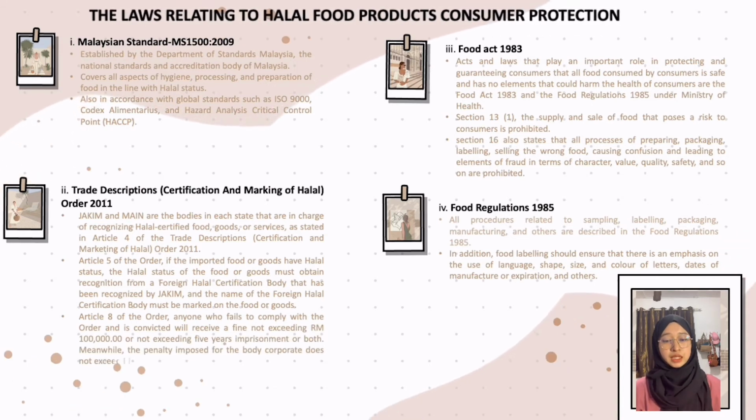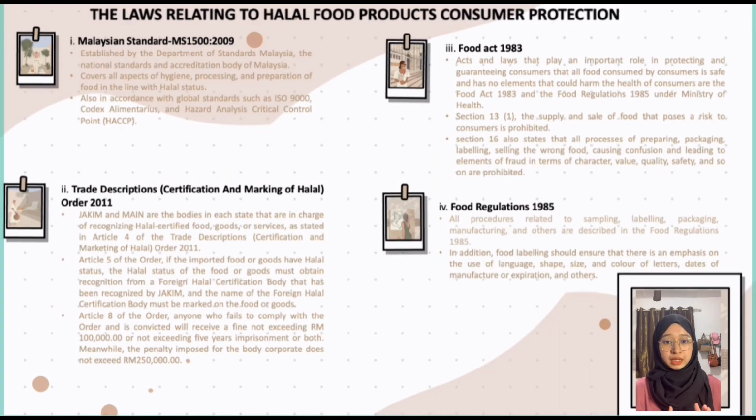Firstly, Malaysian Standard MS 1500:2009. These standards were established by the Department of Standards Malaysia, the national standard and accreditation body of Malaysia. These standards cover all aspects of hygiene, processing, and preparation of food in line with halal status. This standard is also in accordance with global standards such as ISO 9000, Codex Alimentarius, and Hazard Analysis Critical Control Point. Consequently, it is clear that the Malaysian government emphasizes that halal food producers produce quality and safe food for consumers.